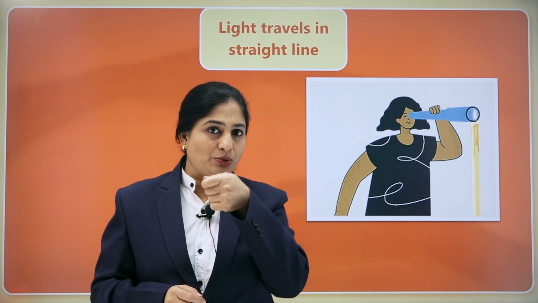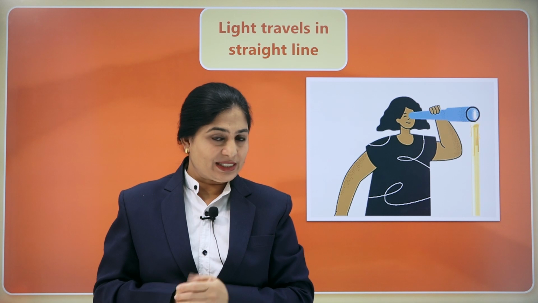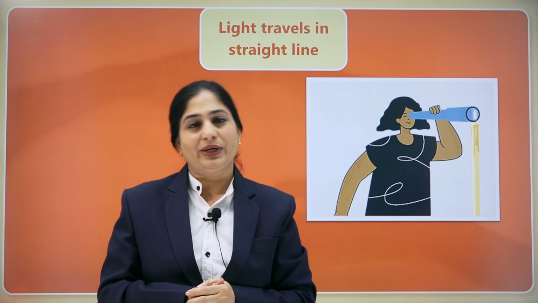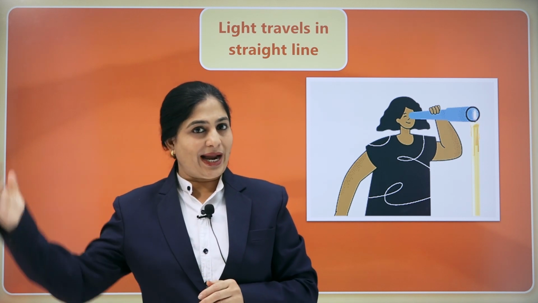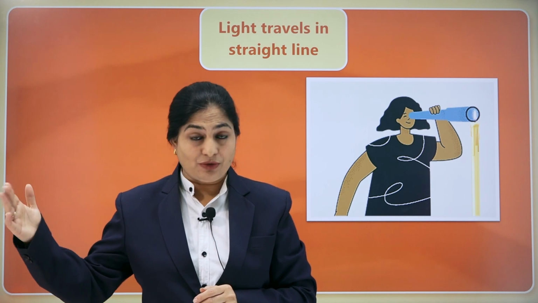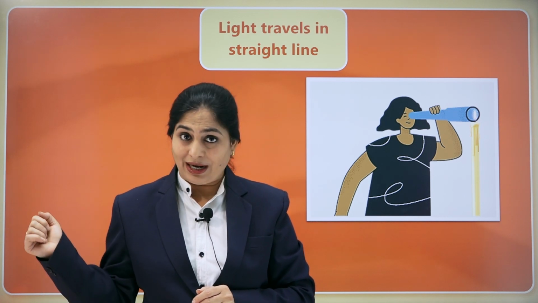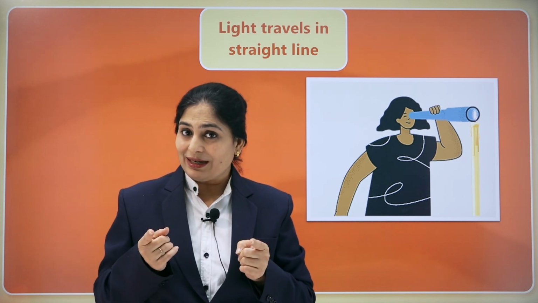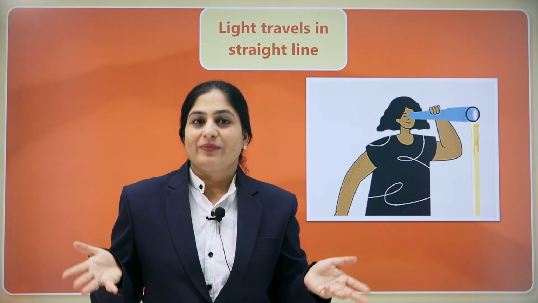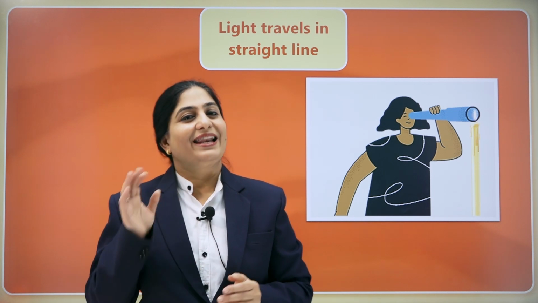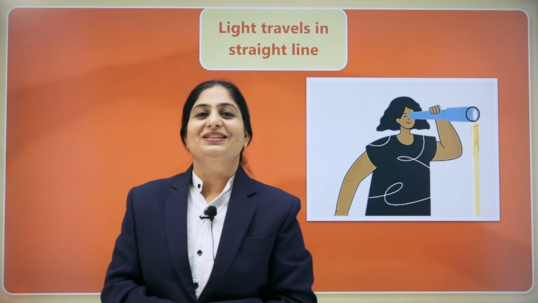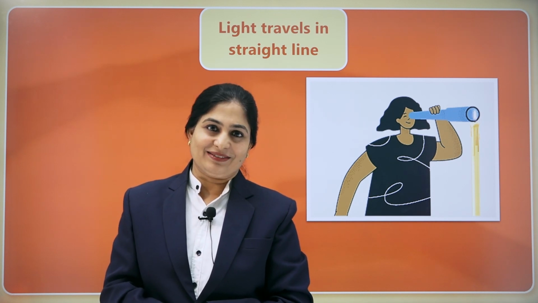Now if you try to tilt one of the cards, say the second card from the candle, and then you try to see the object or the light from the other side after the 4th card, will you be able to see that light? No. That proves that light always travels in a straight line.